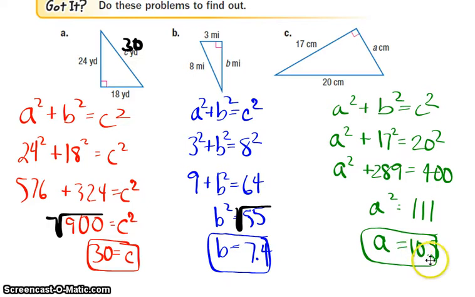Did you get 10.5? Okay, it's okay if you get decimals. Just make sure you round it to whatever the directions ask you to. 17 squared is your B. Your hypotenuse is 20. It is opposite the right angle. So 20 is your C, your hypotenuse, okay? Just make sure at the end, 111 is not your answer. That doesn't make sense. Take the square root of it and you get 10.5.